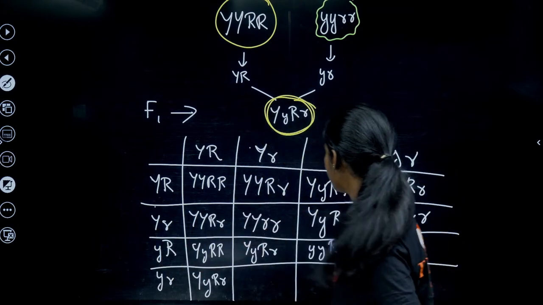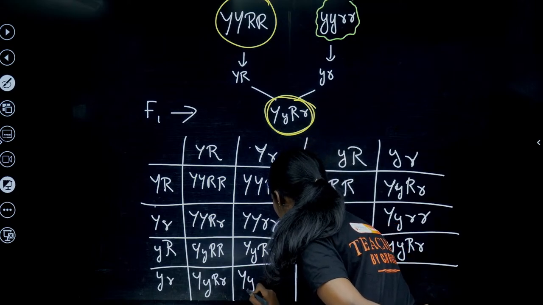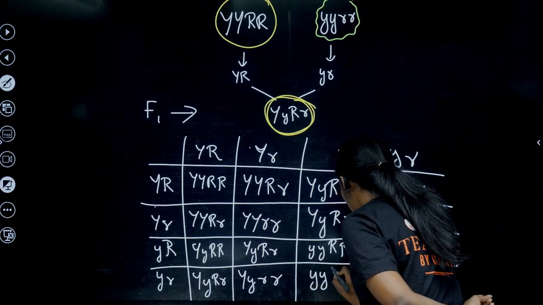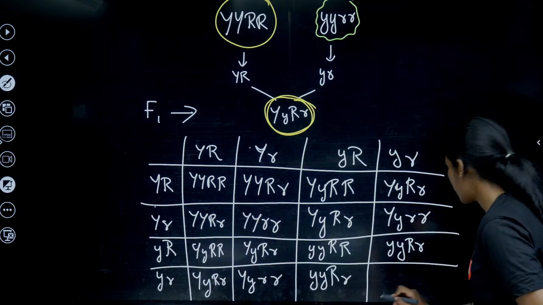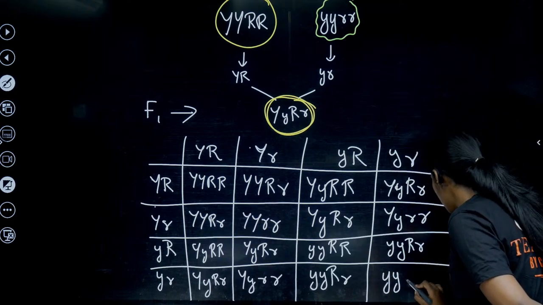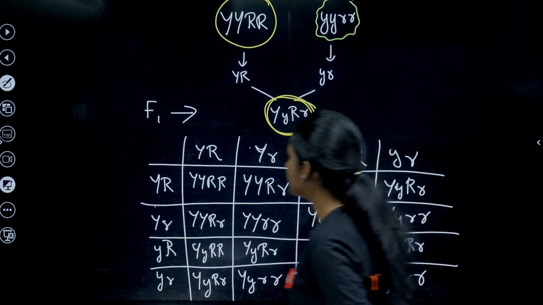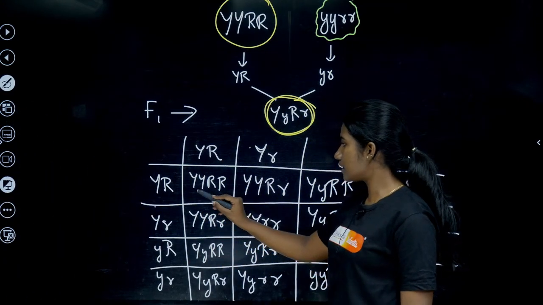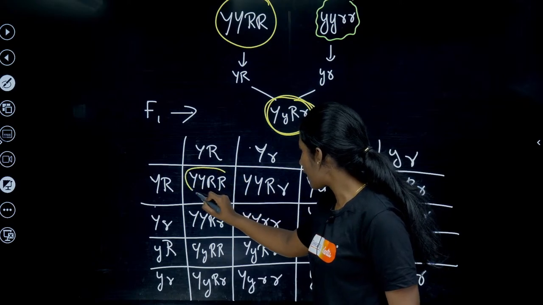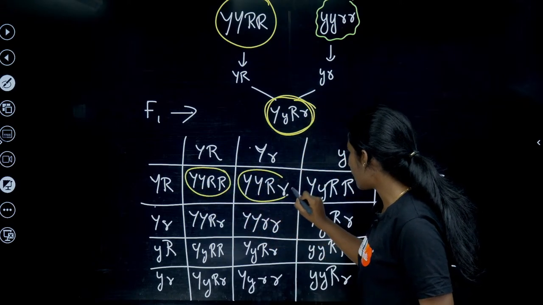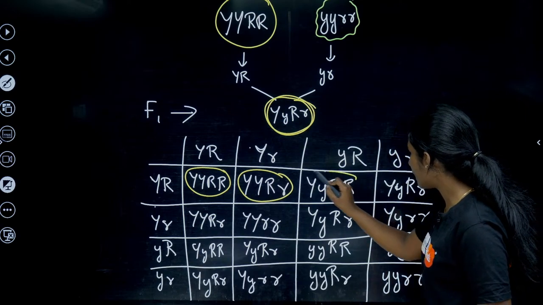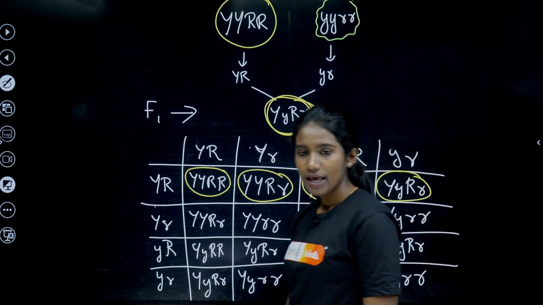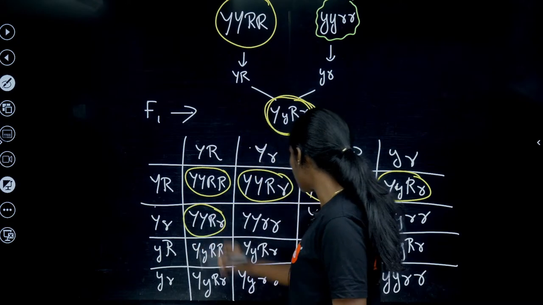The phenotypic ratio of this, then capital Y, small y. Okay. And now R and R. So now let's check. Let's see this one. This is yellow and round. Okay, one yellow and round. Even here it is yellow and round. Here also, capital Y, small r is the yellow and round. And then again here yellow and round is there.